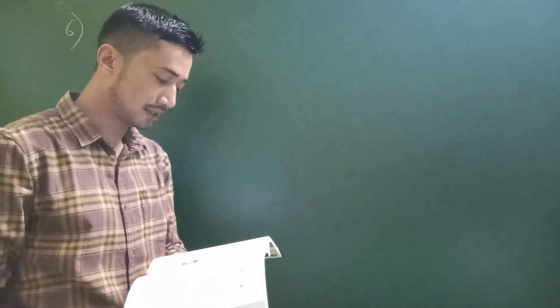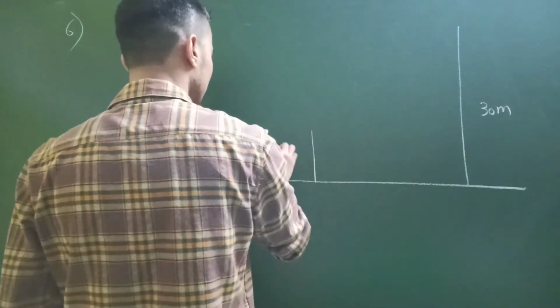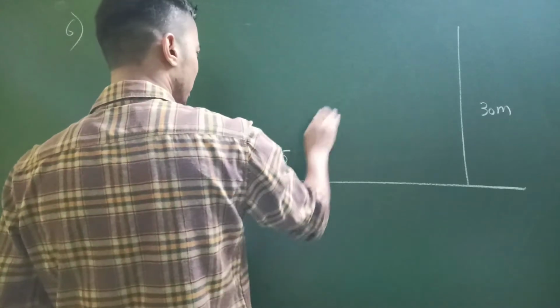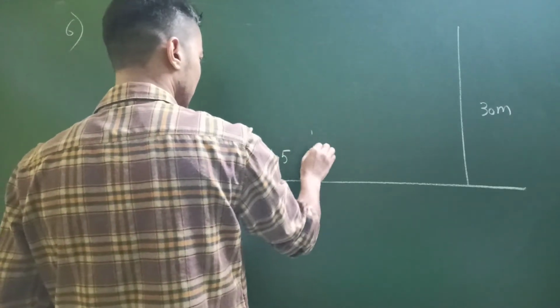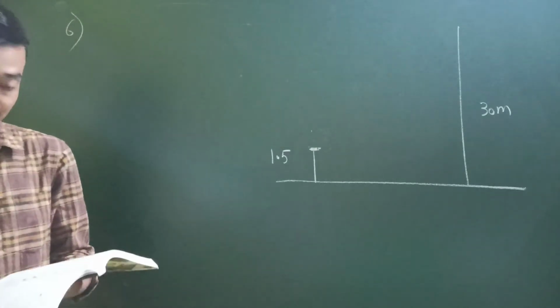Number 6. A 1.5 meter tall boy is standing at some distance from a 30 meter tall building. So we have a tall building, 30 meter tall building. And compared to that, this is the 1.5 meter tall boy standing.